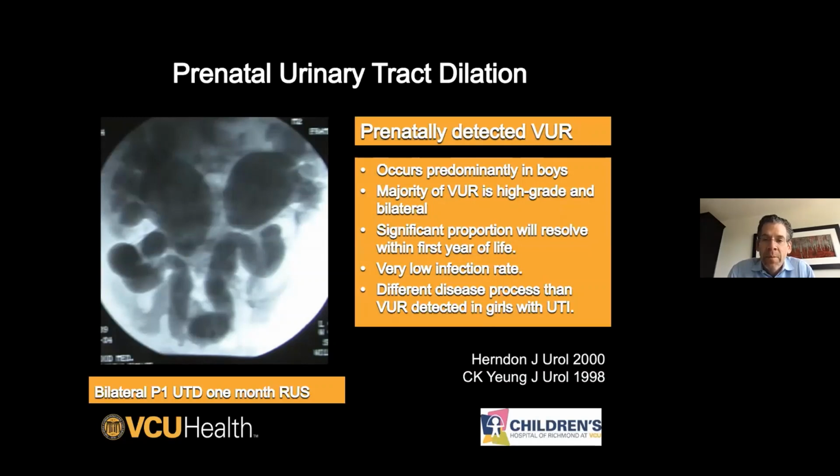And if you look at prenatally detected reflux, it has a completely different natural history than reflux that we see in girls that present with urinary tract infection. This tends to occur in boys. Majority is high grade. However, a significant portion dramatically decrease or resolve within the first year to 18 months of life, and there's a low infection rate. So all this has to be factored in terms of the screening process.